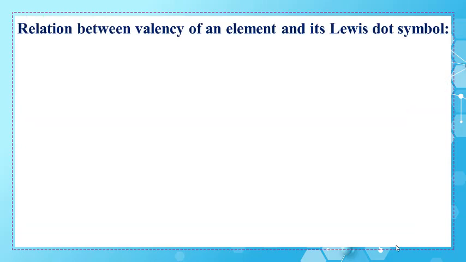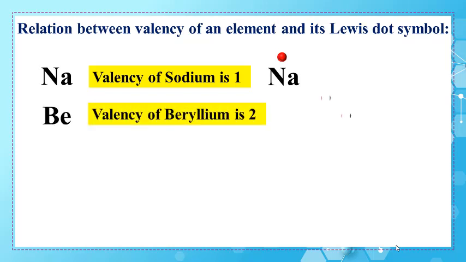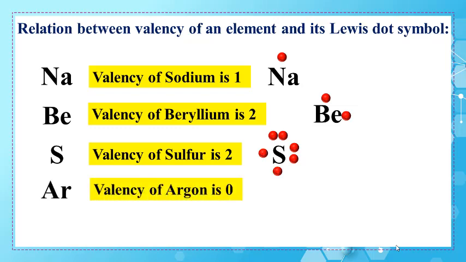Now we are going to identify the relation between the valency of an element and its Lewis dot symbol. So we'll consider some elements with their valency number and their Lewis dot symbols. Here is sodium having valency 1 and its Lewis dot symbol. Beryllium having valency 2 and its Lewis dot symbol. Sulfur having valency 2 and here is its Lewis dot symbol. Argon has valency 0 and this is its Lewis dot symbol.